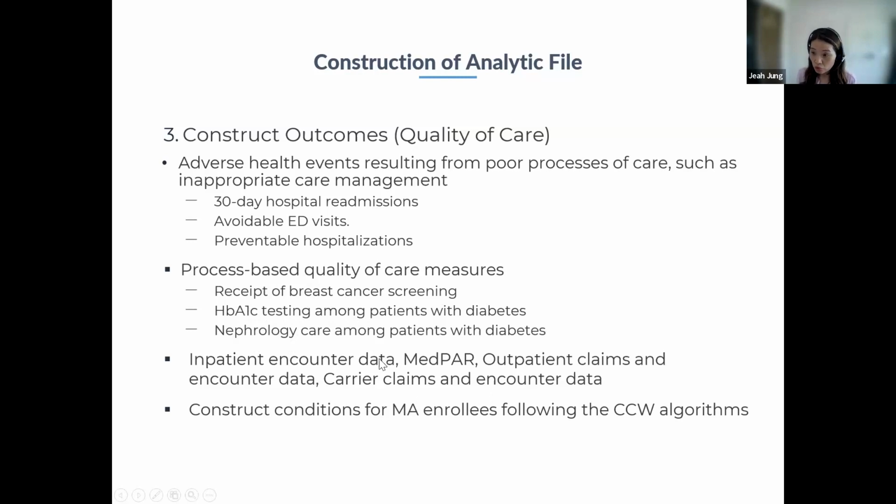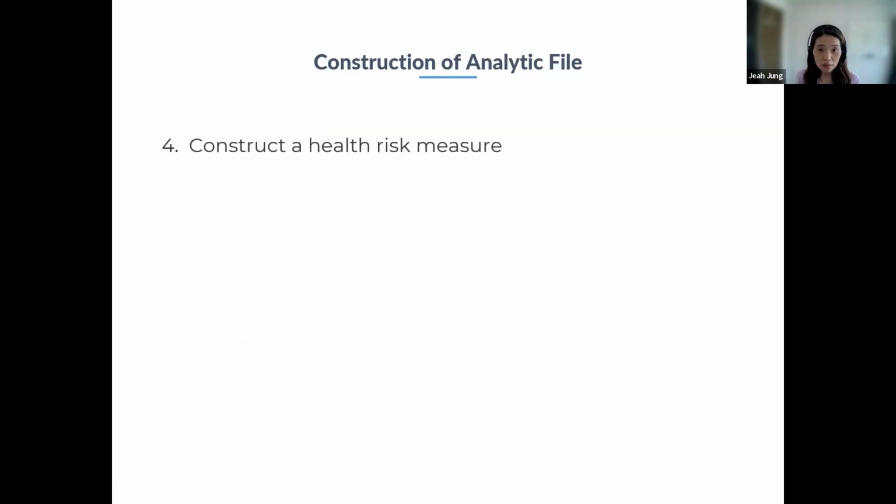Now, in order to construct these quality measures, we use the inpatient encounter data, Medicare data, outpatient claims and encounter data, carrier claims and encounter data. So essentially all A and B data. But one thing to note here is that you have to construct the conditions for MA enrollment. Here you see that we selected only patients with diabetes. We don't have a diabetes indicator in MA encounter data, so we follow the CCW algorithm and construct the diabetes indicator. So that was our outcome measures.